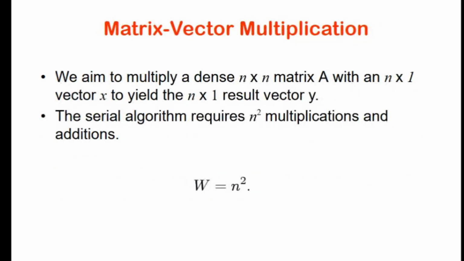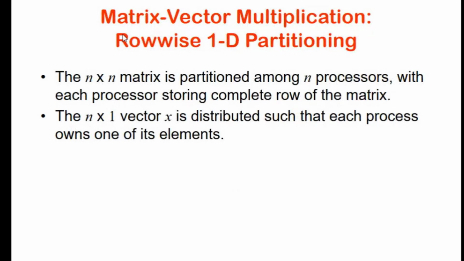The first algorithm which we will study right now is matrix-vector multiplication. In matrix-vector multiplication, we aim to multiply a dense n cross n matrix A with an n cross 1 vector x to yield an n cross 1 vector y, and it requires n square multiplications and additions. There are two types of matrix-vector multiplication. The first type is row-wise 1D partitioning, and the second type is 2D partitioning.